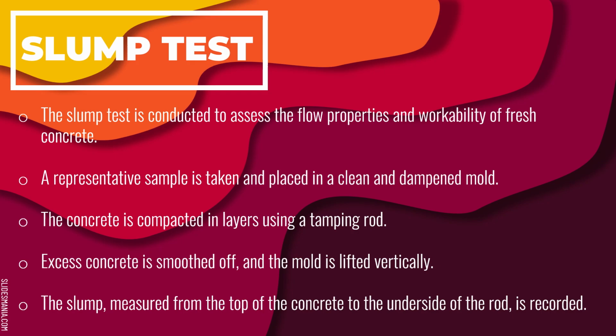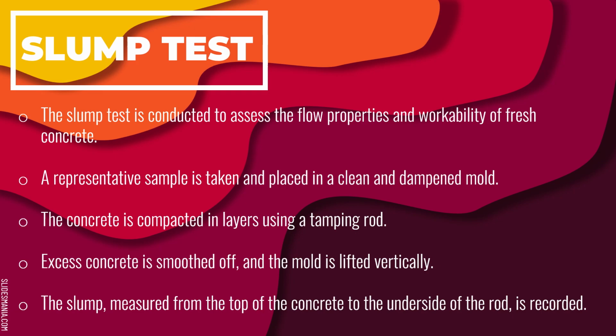Next, the mold was filled in 3 equal layers, where every layer was 1/3 of the total height of the mold that needs to be tested. Each layer was compacted 25 times by using a tamping rod. After the top layer was tamped, the rod was passed across the top of the mold to smooth off the excess concrete. The outer of the mold was cleaned from concrete.